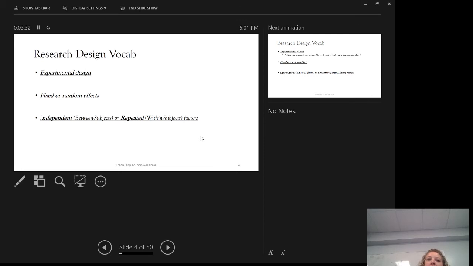So some vocab. Sometimes when we talk about these, we call it an experiment if the participants are randomly put into their groups. Like if we randomly manipulate, it's the researcher who decides who gets treatment, who gets placebo, who gets what. That's an experiment. We call it experimental design if we have assigned the groups.